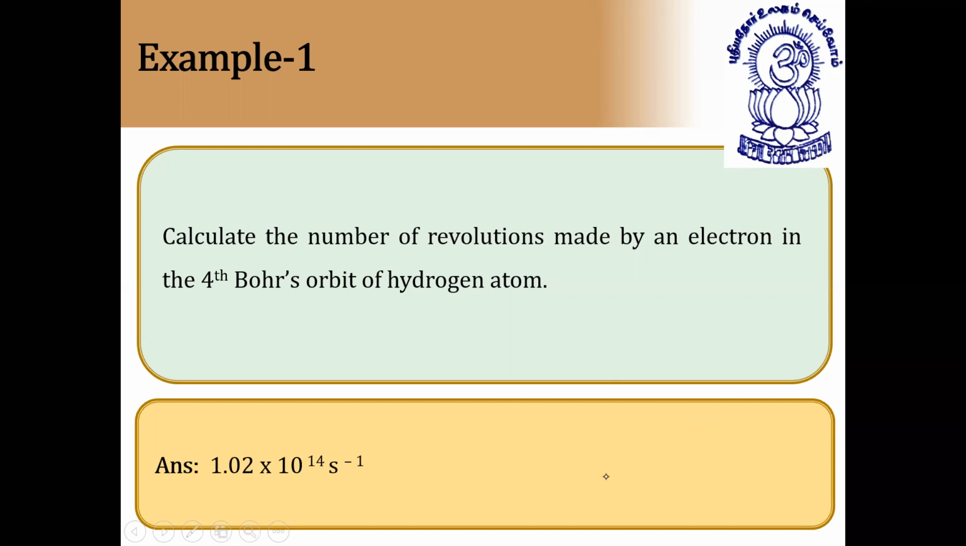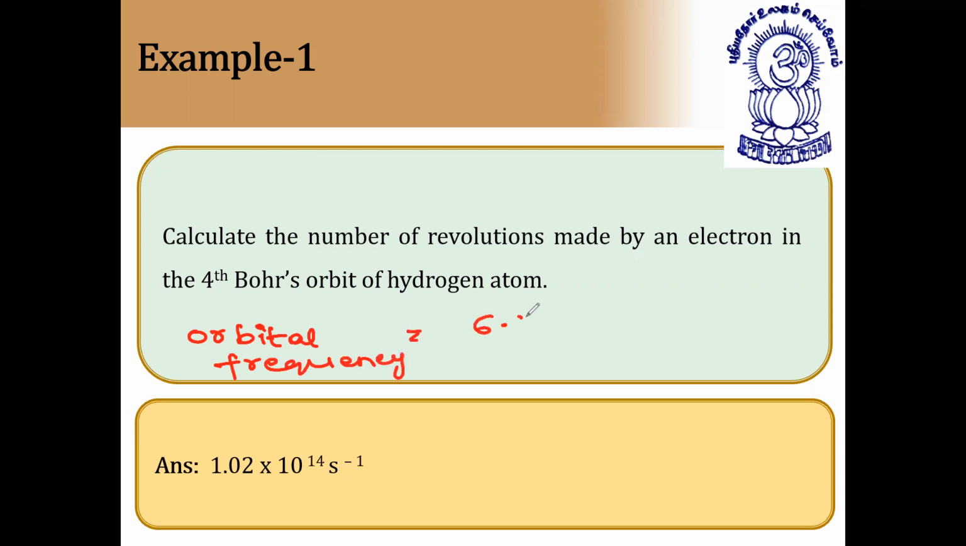6.59 into 10 to the power 15 into z square by n cube. This is the formula for finding number of revolutions made by an electron in the fourth Bohr orbit of hydrogen atom. Again, I'm writing the formula. Number of revolutions is equal to orbital frequency. That is nothing but what? Orbital frequency.